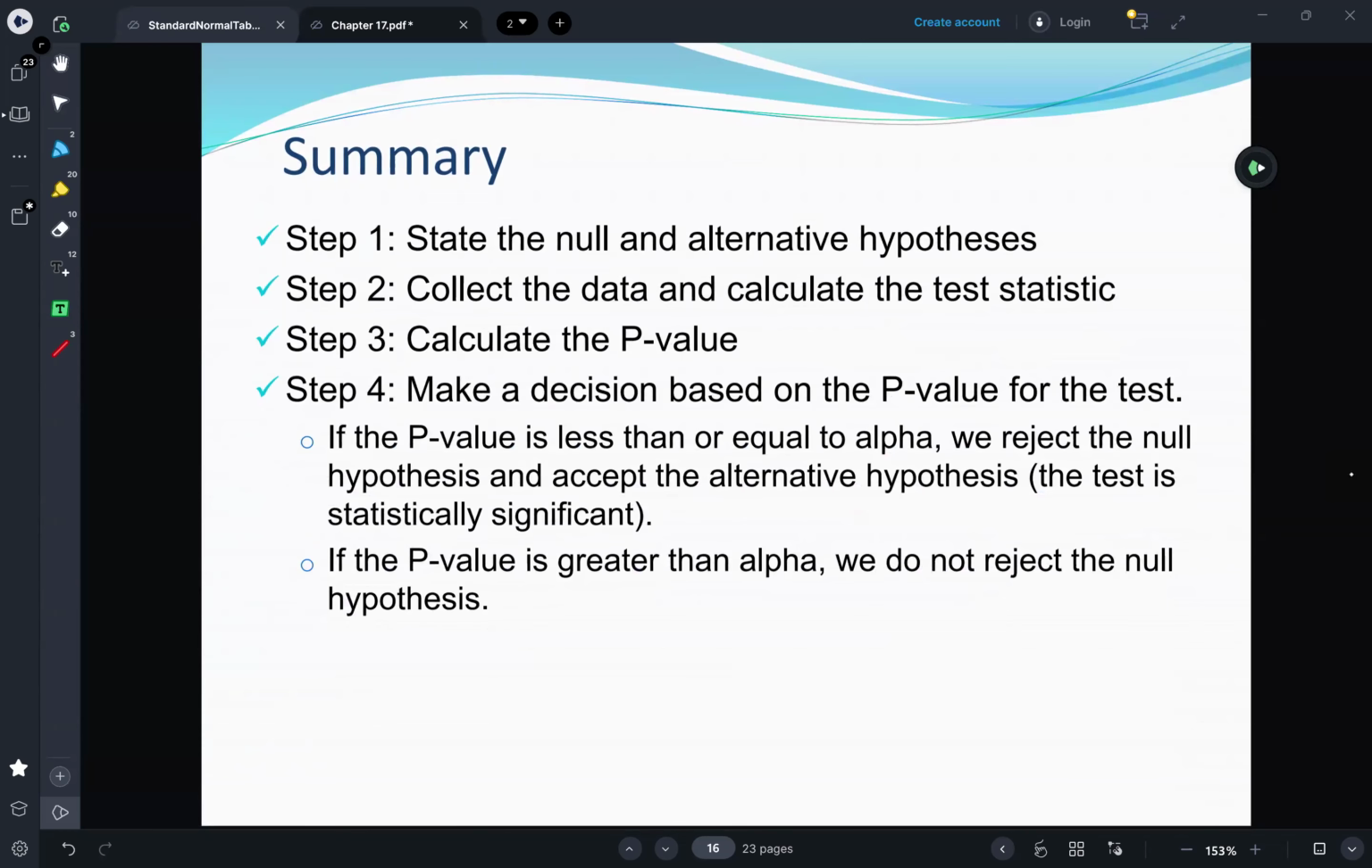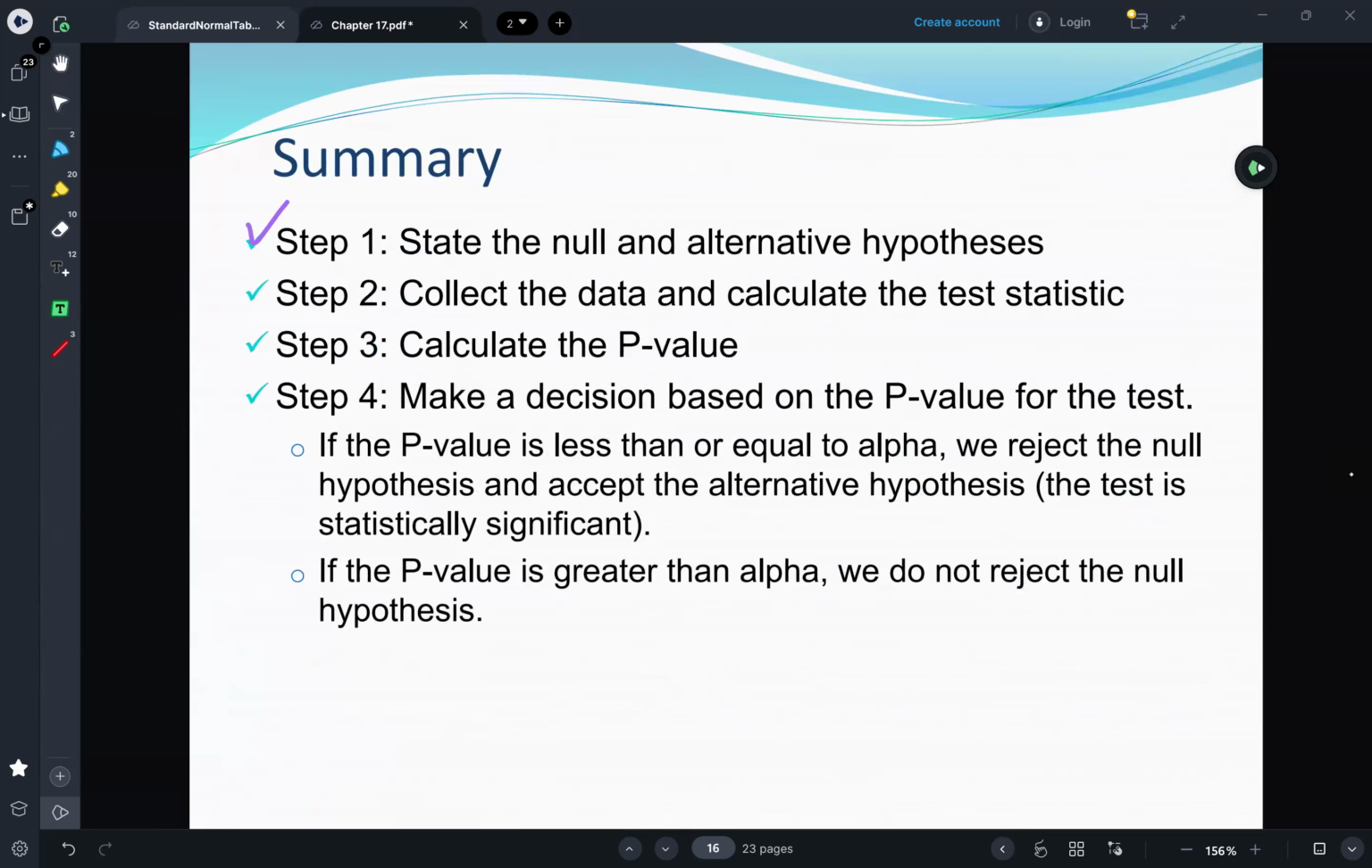Here's our summary. Step 1, state the null and alternative hypothesis. Check. 2, collect the data and calculate the test statistic. 3, calculate the p-value. And then step 4, compare the p-value with the level of significance alpha and make a decision. So here's how we make the decision. If the p-value is less than or equivalent to alpha, we reject the null hypothesis and accept the alternative hypothesis. That means the test is statistically significant. It was sort of the suspicion of why the test took place in the first place, and then it's like, yes, our suspicion was right.